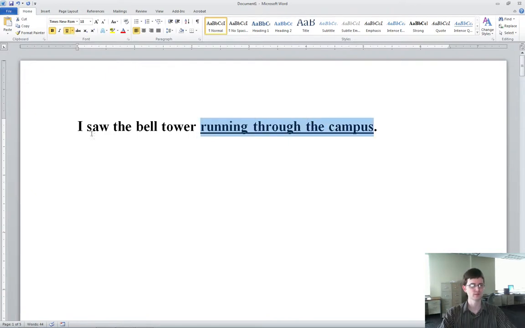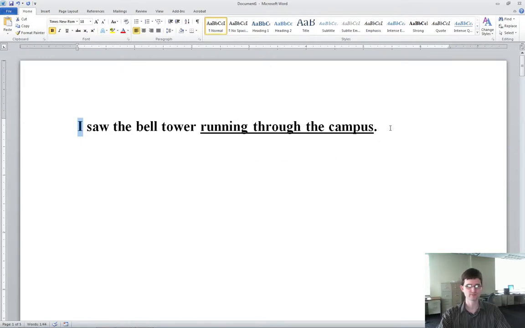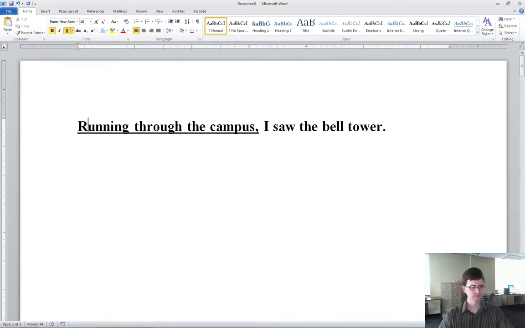It's telling you what one of these objects in the sentence are doing. Now, the problem with what we have here is that currently running through the campus is modifying the bell tower. This is silly. The bell tower does not run. Who in the sentence is more likely to be running through the sentence? That'd be way back over here. So in order to fix this sentence, we're actually going to move it. I'm going to move it to the start of the sentence because it's an introductory phrase. I'm going to put a comma after it. Now, I have a sentence that makes sense.